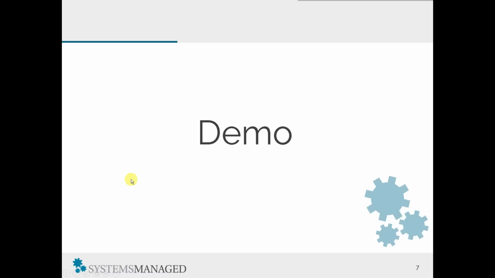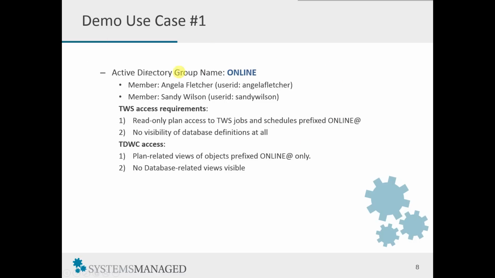So I've set up some use cases for this. The first case is going to be a group called Online. So this is Online Banking. This is a fictitious group that I've created that currently has 2 members. So this online group is created in Active Directory. And what requirements do I want to give this online group? Well, I want them to only have read-only plan access.